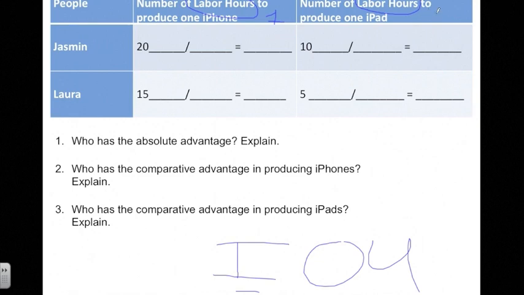Now it could be that they were saying the total number of workers, the total number of machines, the total amount of acreage. One way or the other, to make this an input question, it has to represent an input for production or a factor of production.